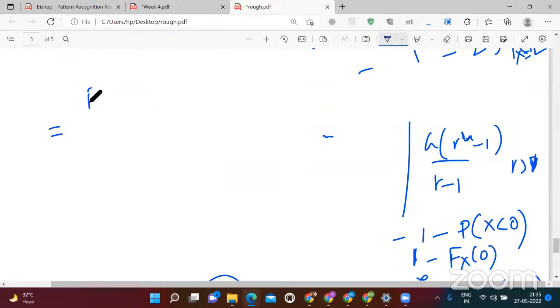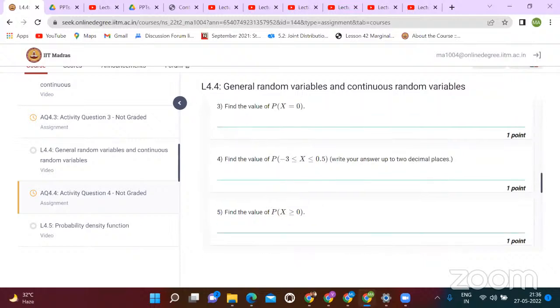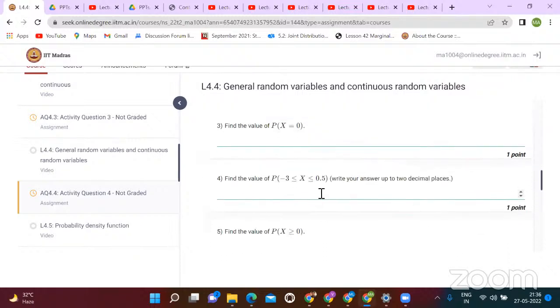See, if you have to calculate the probability such that X lies between minus 3 and 0.5. Okay, this is a continuous thing. It has been written here. So if this is continuous, it doesn't matter whether to take equals to, greater than or equals to. Whenever there's a continuous thing, you can replace this with greater than or greater than or equal to, it doesn't matter.